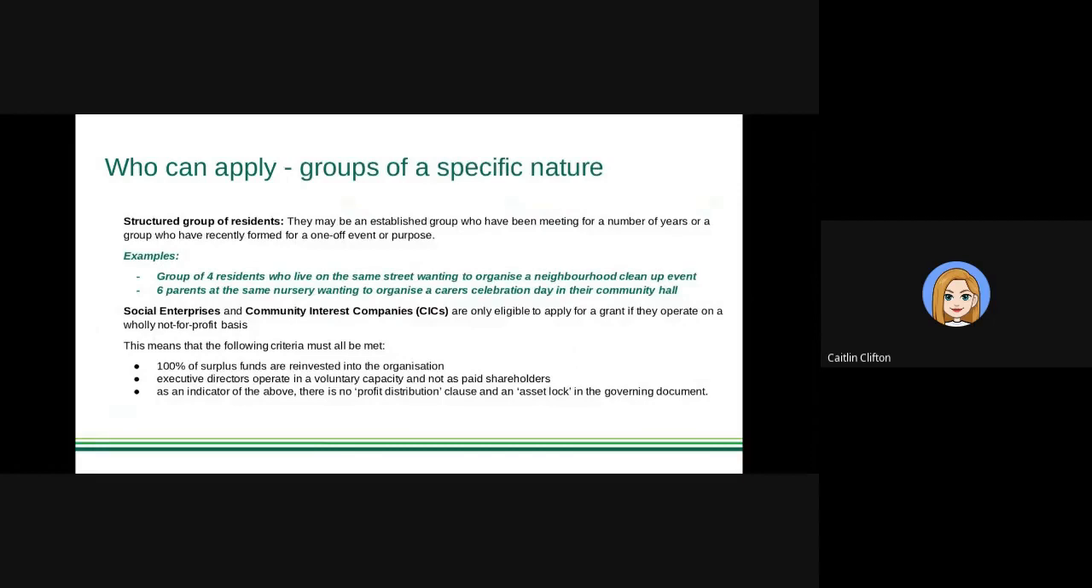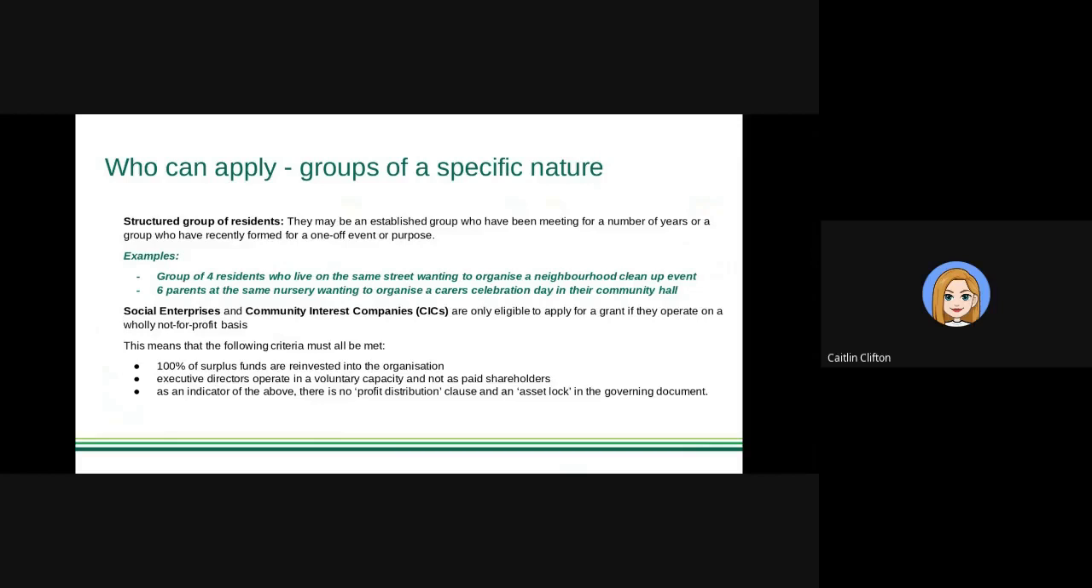And now, if your organisation is a social enterprise or a community interest company, you're only eligible to apply for our grants if you are legally required to operate on a non-for-profit basis. And typically this means that 100% of your funds are reinvested back into the organisation. Any executive directors or trustees operate in a completely voluntary capacity and they are not paid shareholders. And usually, as an indicator of the above, there's a no profit distribution clause in your governing documents and or an asset lock.